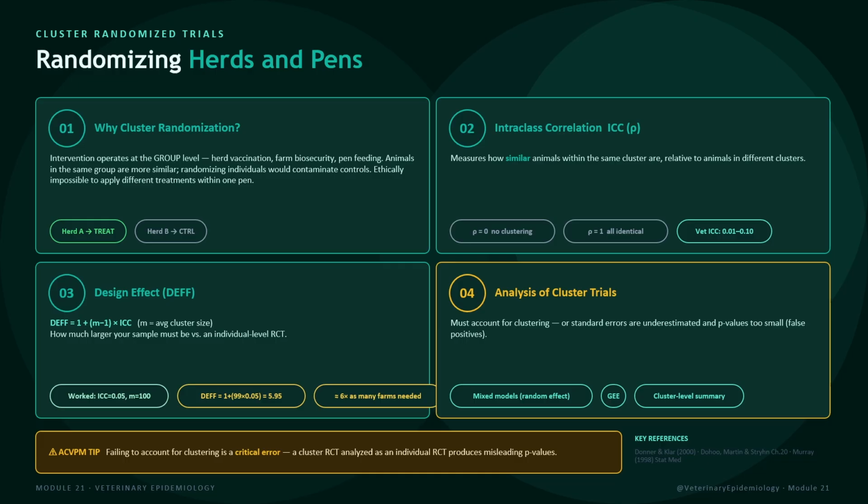The design effect, DEFF, tells you how much to inflate your sample size because of clustering. The formula is DEFF equals 1 plus (M minus 1) times ICC, where M is the average cluster size. Cluster trials often require dramatically larger sample sizes, sometimes 5 to 10 times more, than individual level RCTs. Reporting DEFF is essential for transparency in sample size calculations.